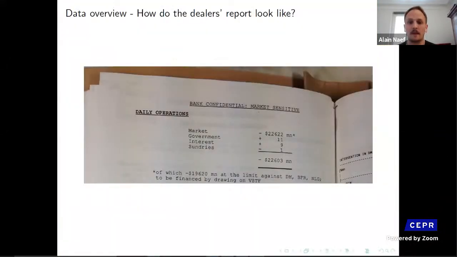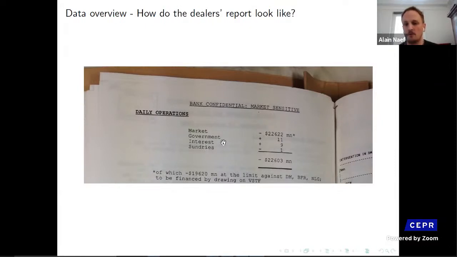What they do as well is they record all their data on reports, and that's one of these reports. These are the dealers' reports. This is a day which is very special. This is Black Wednesday, the 16th of September, 1992. On that day, you can see that the bank lost 22 billion to the market. You can also see it did a few other things. It did something for the government, so maybe purchased something for the British government, or did some foreign exchange transaction for the government. It received some interest on some of its reserves, I guess, and there were some other sundry operations.